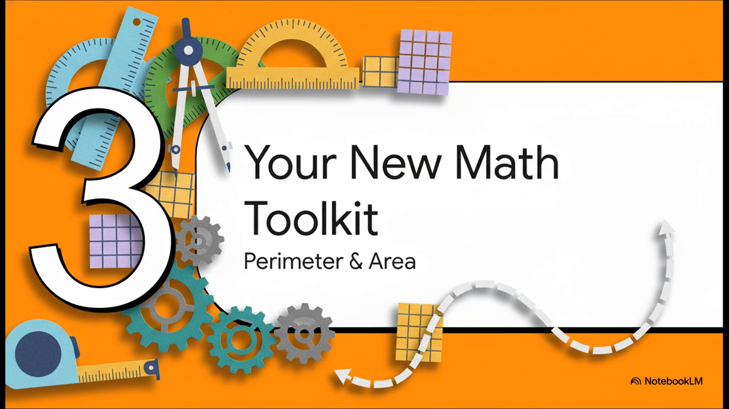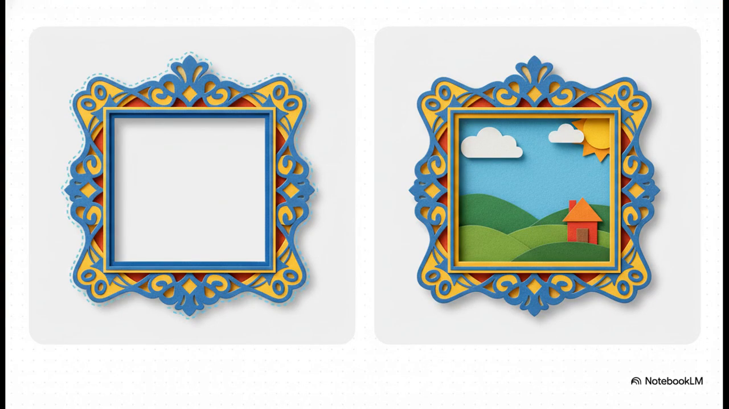You've just added 2 brand new, really powerful tools for measuring the world to your math toolkit. So let's quickly review them so they stick in our brains forever. Okay, let's look at them side by side one more time. Remember, perimeter is the distance around the outside, kind of like a frame on a picture. Area is the space inside the shape, like the picture itself. Outside versus inside. That's the main thing to remember.